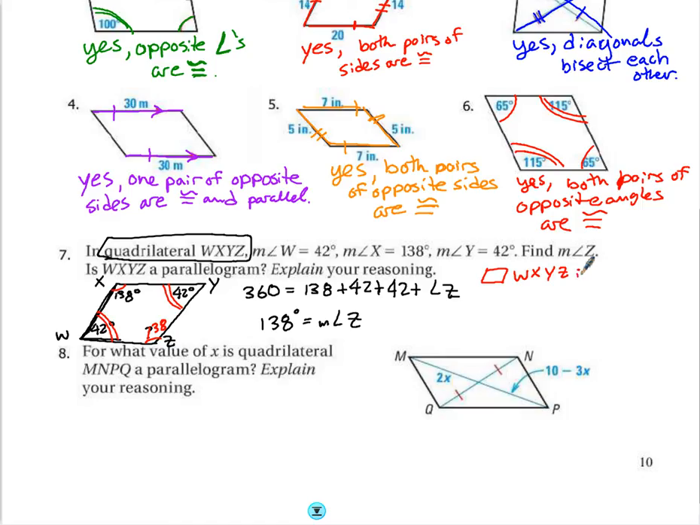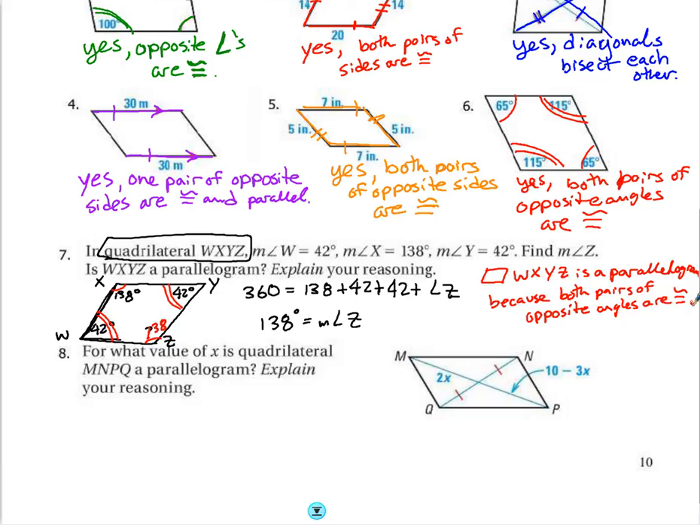Run out of space there. Because the opposite angles, both pairs of opposite angles, are congruent. Two-part question, we found measure of angle Z, and then we applied what we knew about the four angles to determine if that quadrilateral was a parallelogram.